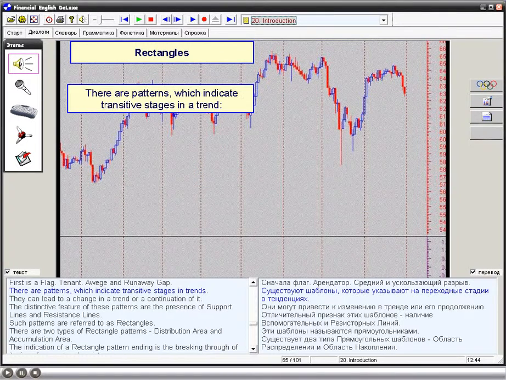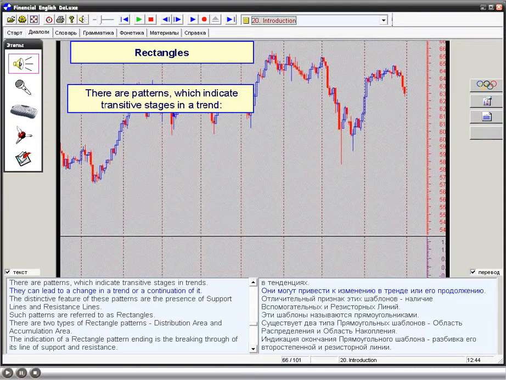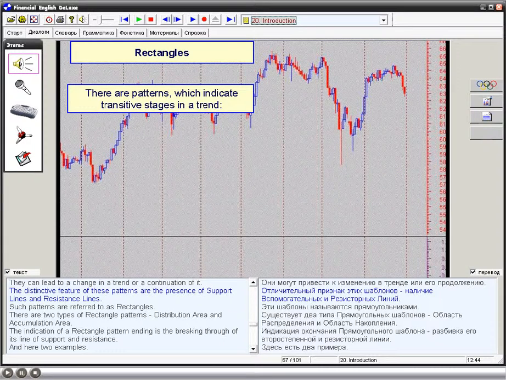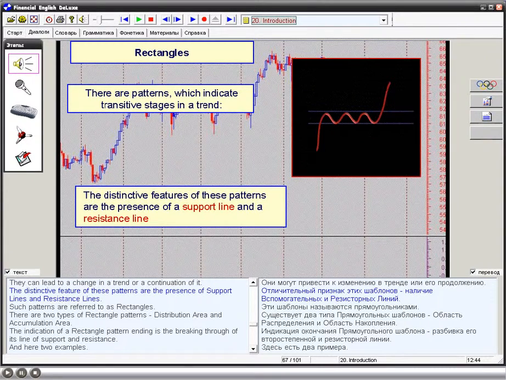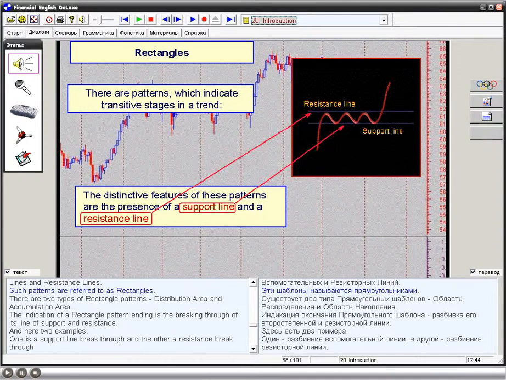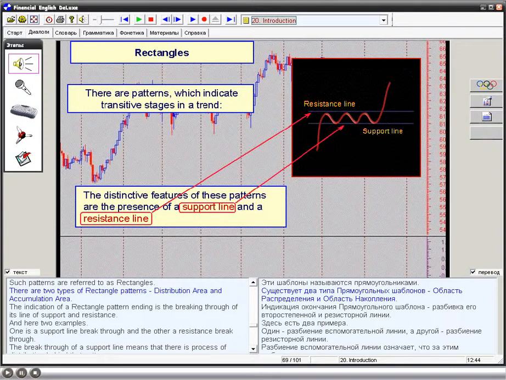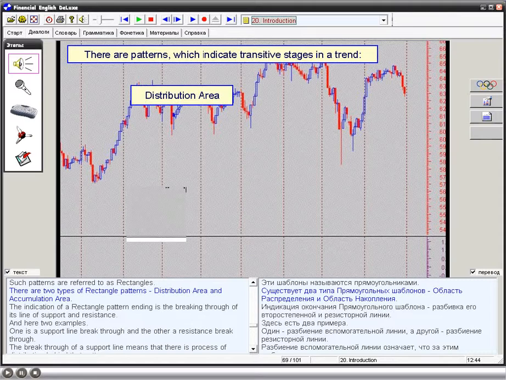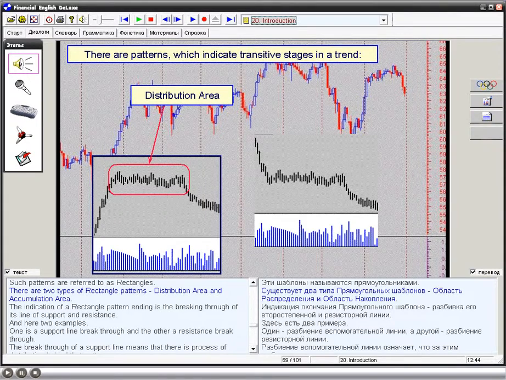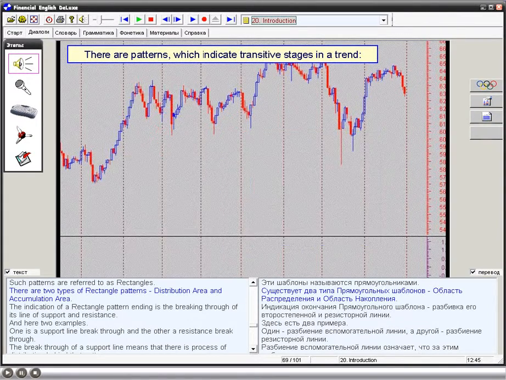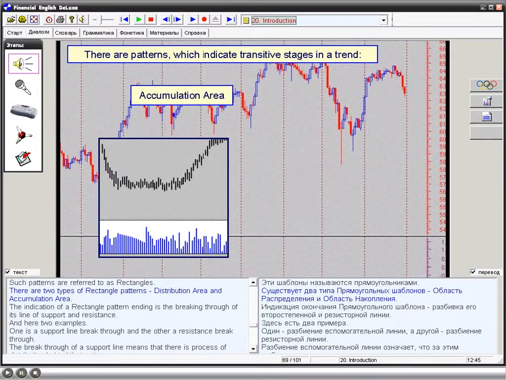There are patterns which indicate transitive stages in trends. They can lead to a change in the trend or a continuation of it. The distinctive features of these patterns are the presence of support lines and resistance lines. Such patterns are referred to as rectangles. There are 2 types of rectangle patterns. Distribution area and accumulation area.